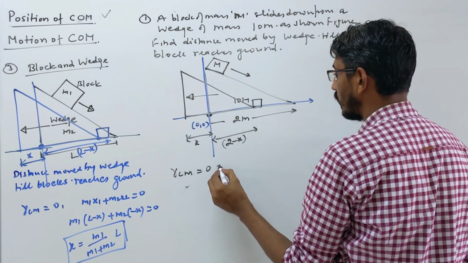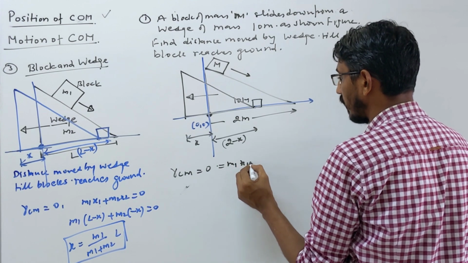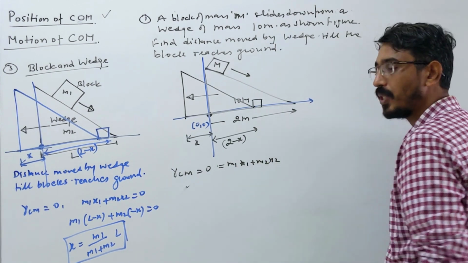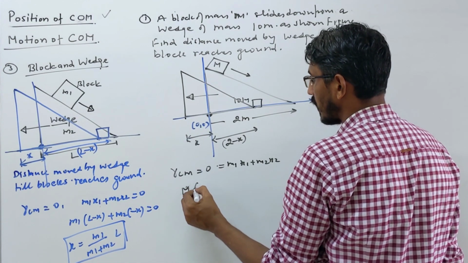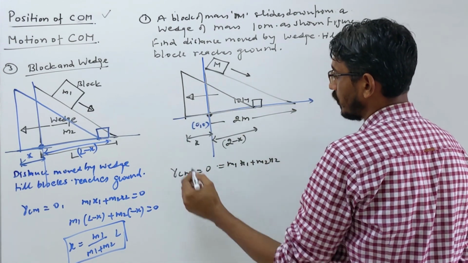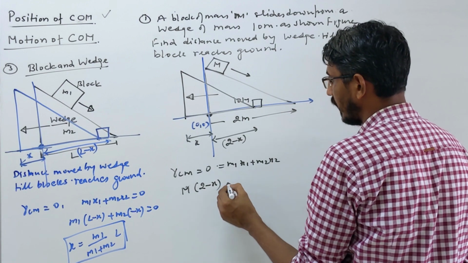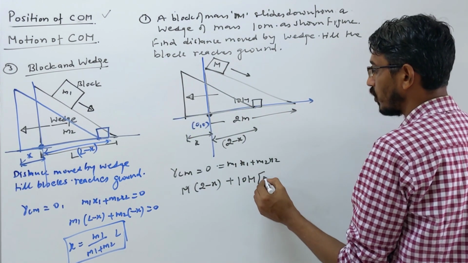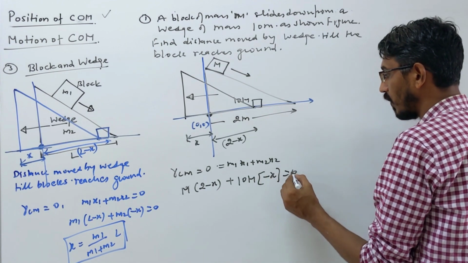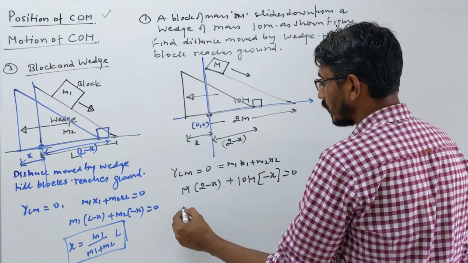Okay, let me write here once more. M1x1 plus M2x2 should be what? 0. M1, the mass of the block that I am calling M, into the distance moved by the block in the positive direction, that's 2 minus X, plus M2, the mass of the wedge, that's 10M, into the distance moved, minus X, all equal to 0.